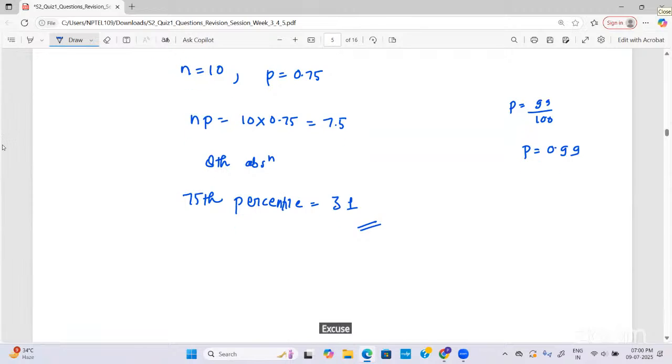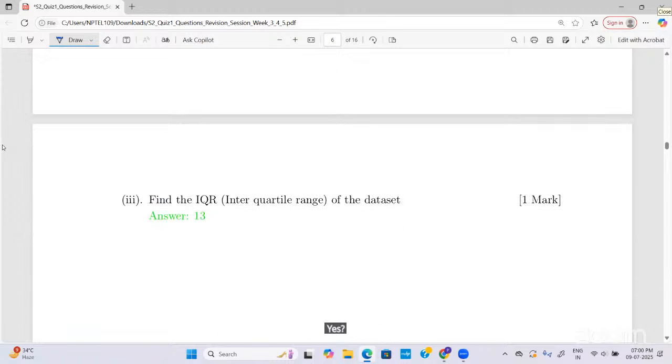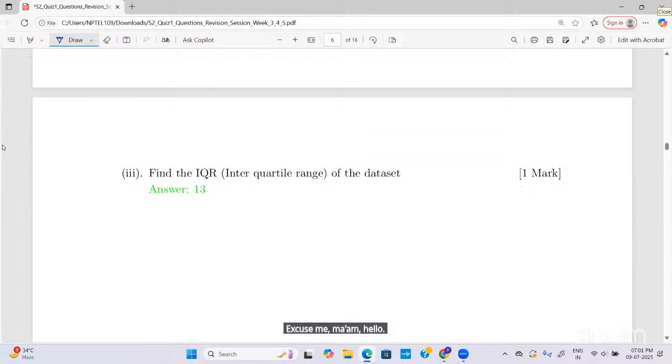Excuse me, ma'am, could we use here, rather than 25, 75, this formula: the number of values below the specific given percentile divided by n into 100?